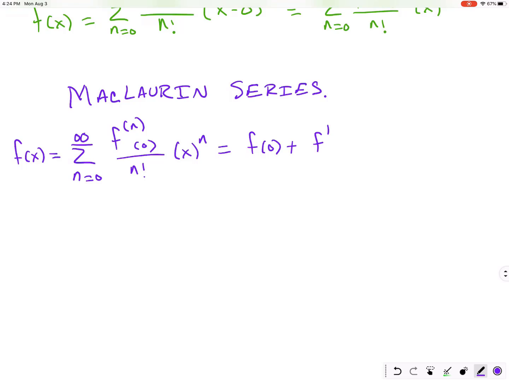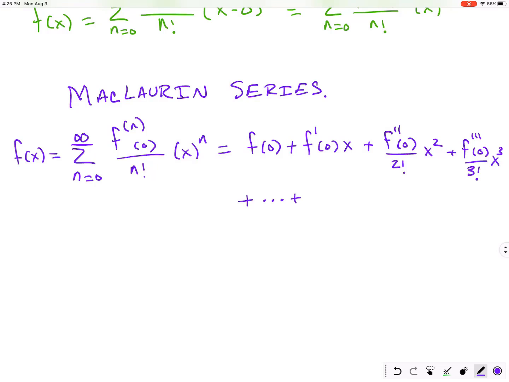That's equal to f evaluated at 0, plus the first derivative evaluated at 0 times x, plus the second derivative evaluated at 0 divided by 2 factorial times x squared, plus the third derivative evaluated at 0 divided by 3 factorial times x cubed, and that goes on until the nth derivative evaluated at 0 divided by n factorial times x to the n.